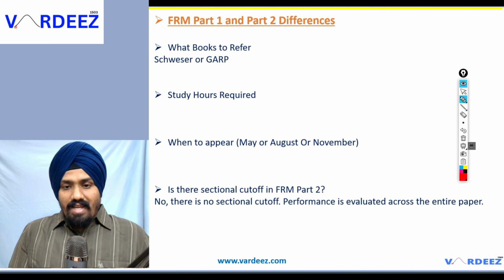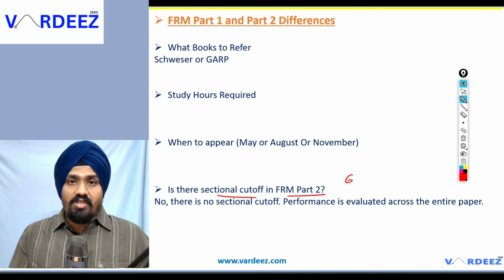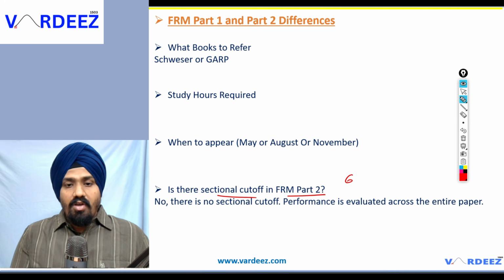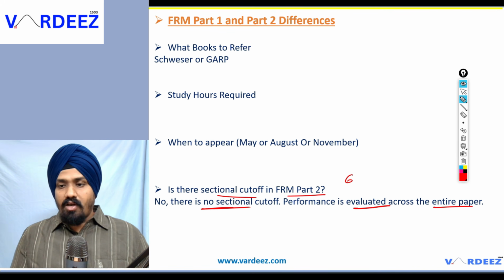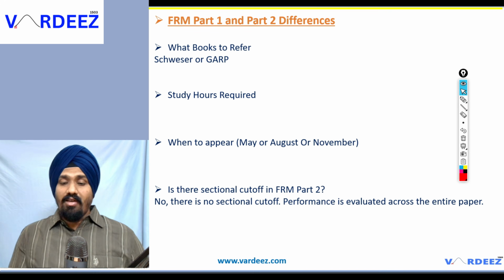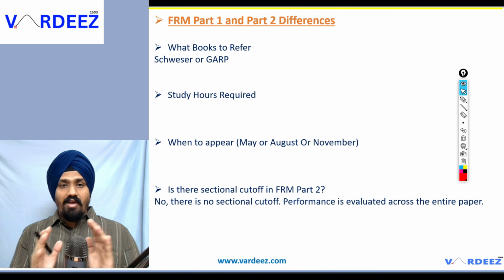All right. Are there any sectional cutoffs in FRM Part 2? As I said, there are 6 books or 6 subjects that we have. But there are no sectional cutoffs here. Performance is evaluated across the entire paper. That is how the FRM works.